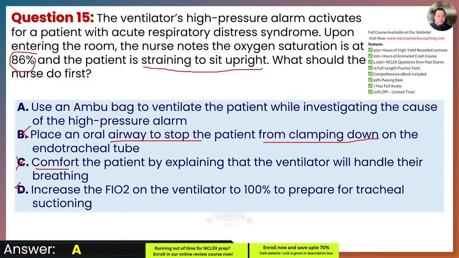Now, what about letter D? Increase the FiO2 on the ventilator to 100%. Well, the word here is prepare. That's the clue. When you are increasing the FiO2, this could help if the ventilator was working correctly. But the problem in the case is that there is a high pressure alarm. Okay? That is the issue here. This tells you that oxygen is not getting through to the patient's airway.